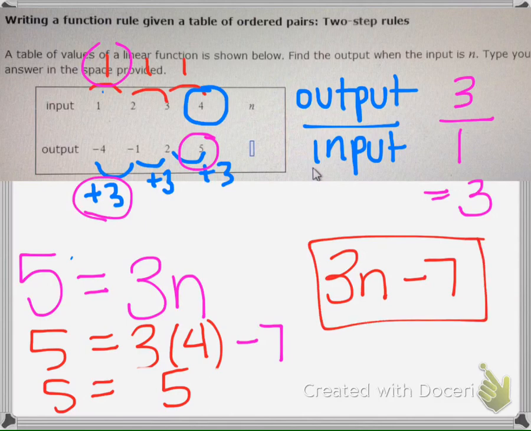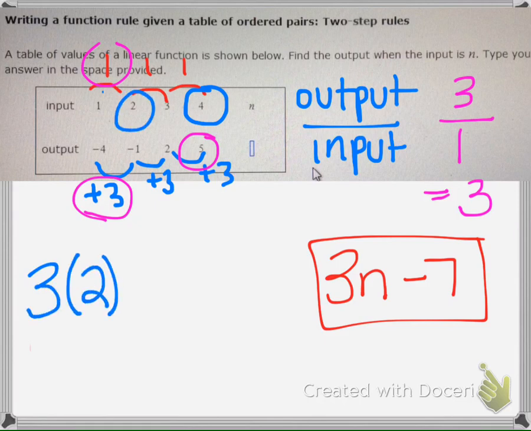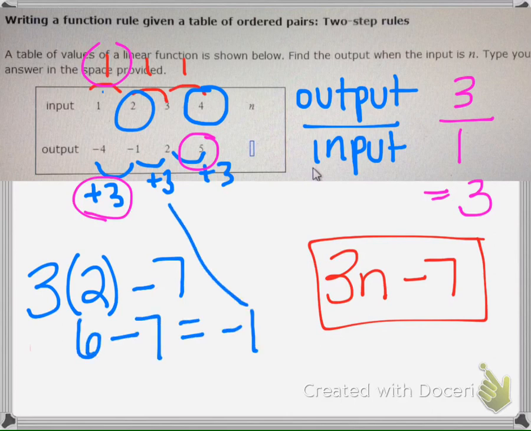Let's verify that it works here. Multiply by 3, so I'm going to take 2, multiply by 3, and I'd get 6, minus 7, which is negative 1, which is the next number. So it works.